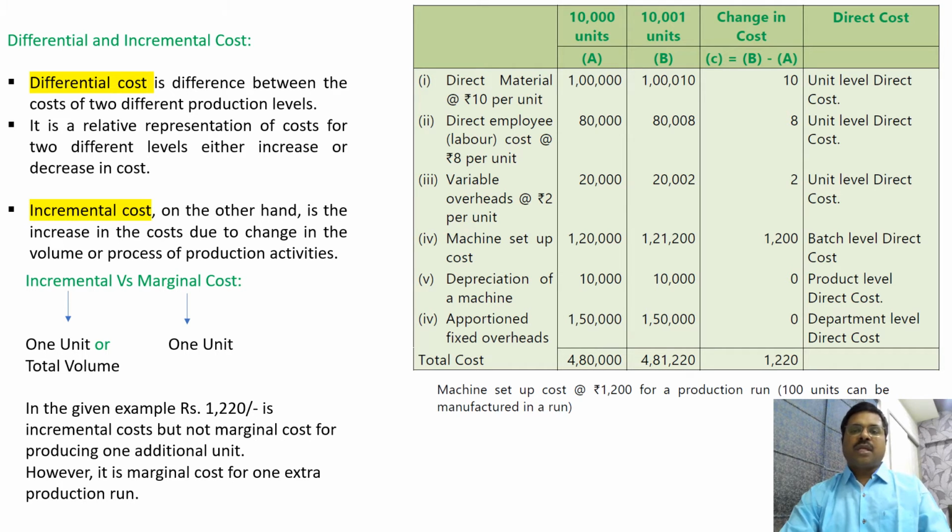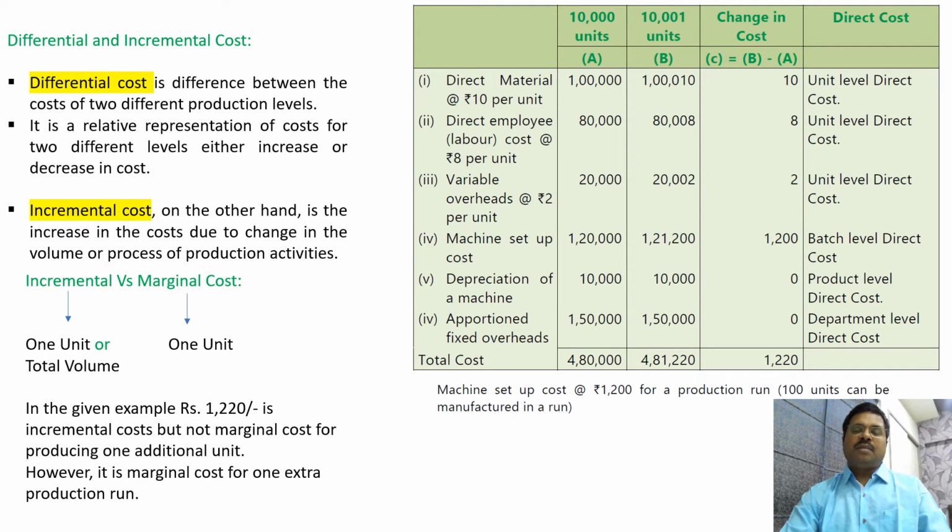See, there may be various processes to produce a particular product. If we change the process, there may be a change in cost also. Then the incremental cost defines only the increase in cost for a change in production quantity or process. Now let us understand whether incremental cost and marginal cost are one and the same.